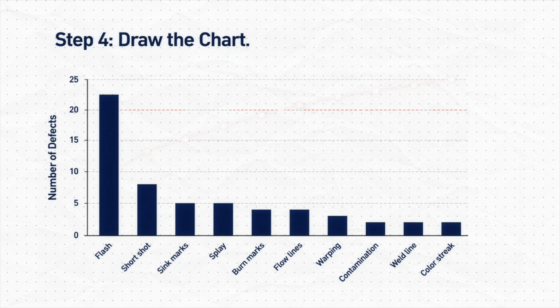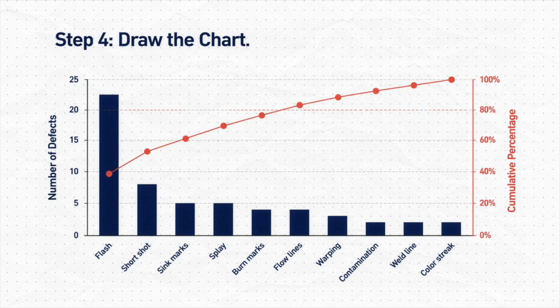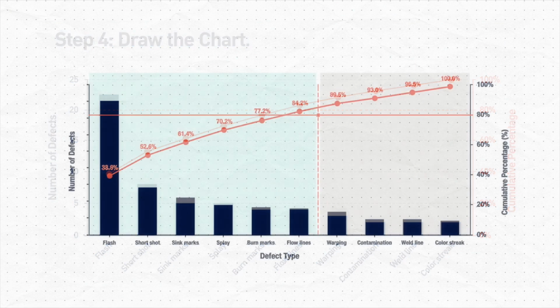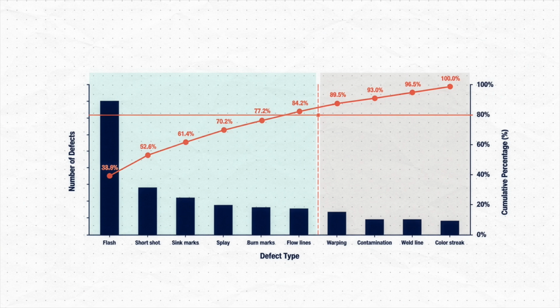Step 4. Draw the chart. Plot the bars in descending order using the left vertical axis for counts. Then plot the cumulative percentage line using a right vertical axis scaled from 0 to 100%. The cumulative percentage line begins at the percentage contributed by the first category and ends at 100% above the last bar. In our chart, the 80% cumulative line is crossed after flow lines, which includes the first 6 defect types.